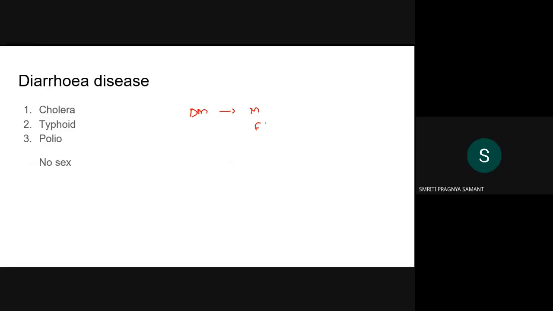Males. It is more commonly found in males as compared to females, because genetically the males by default have more tendency to develop diabetes mellitus as compared to the females.